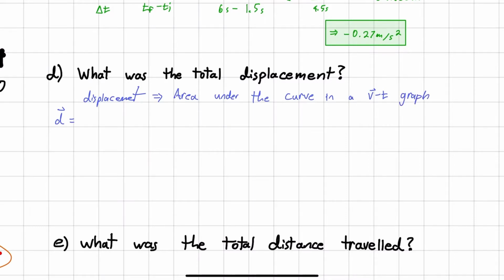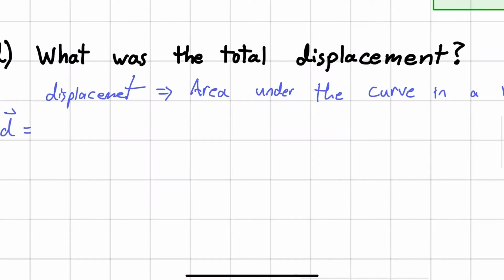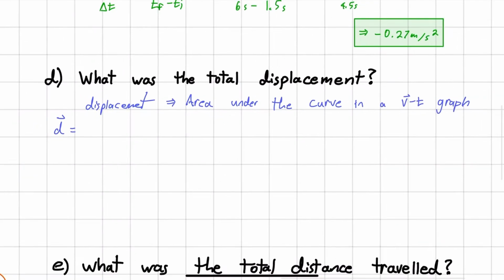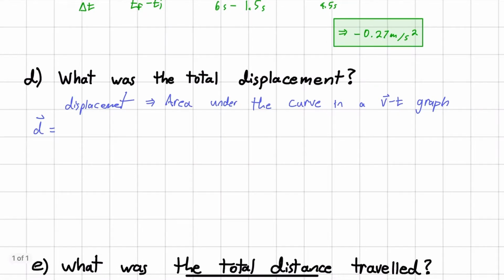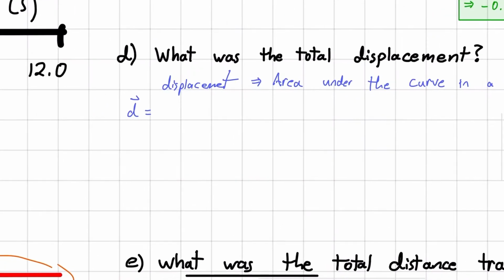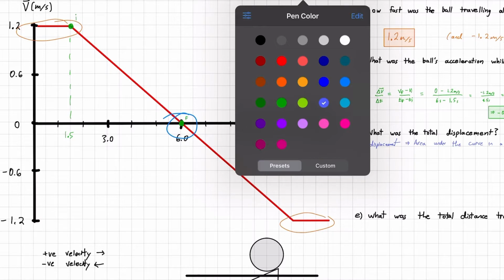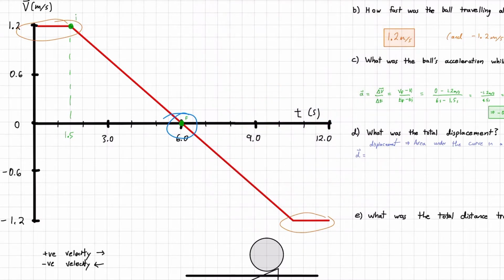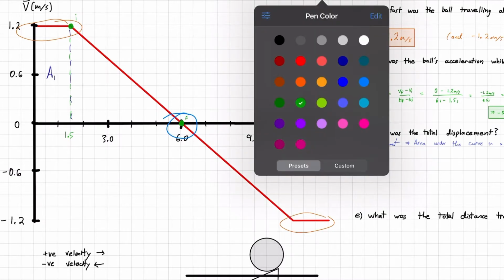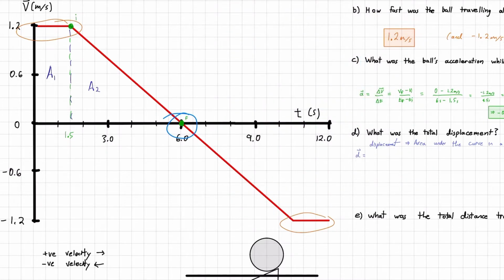If you're given a position time graph, this won't work. The displacement is the area under the curve in a velocity time graph. So the best way to find the area, as long as we have shapes that are easy to work with, we want to split up our area into simple shapes that we know how to find the area of. So these are like rectangles and triangles in this case.